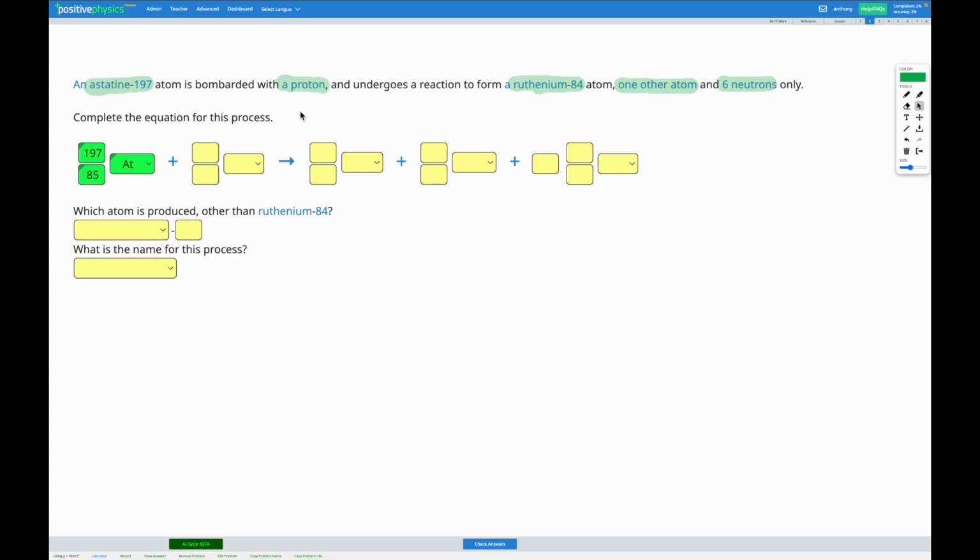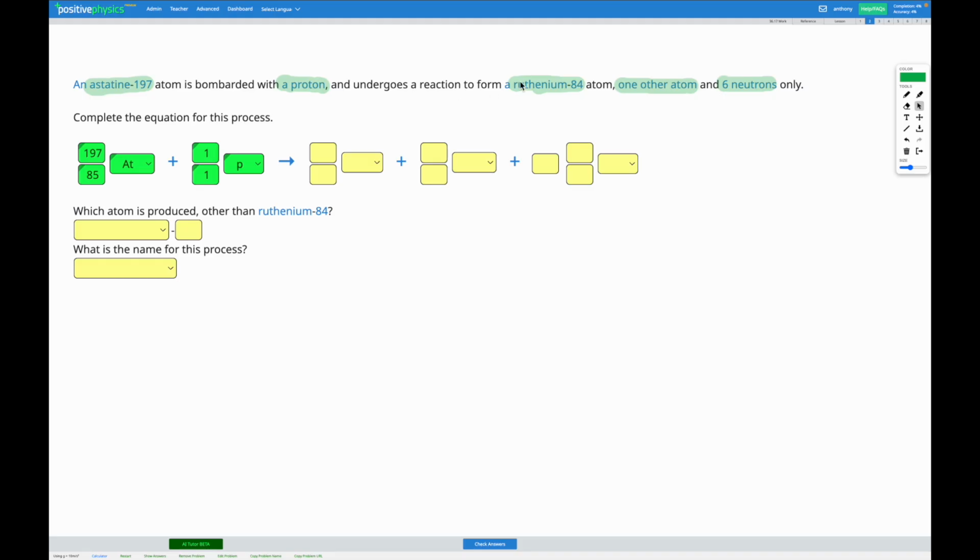Then it's bombarded with a proton. So we're going to have P for our symbol. A proton has an atomic number of 1 because atomic number is the number of protons. The mass number is the number of protons and neutrons together, which is just 1 because we've got 1 proton.